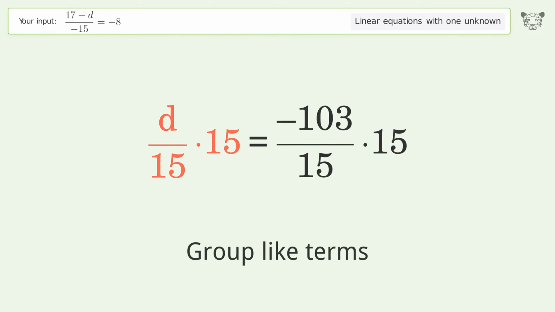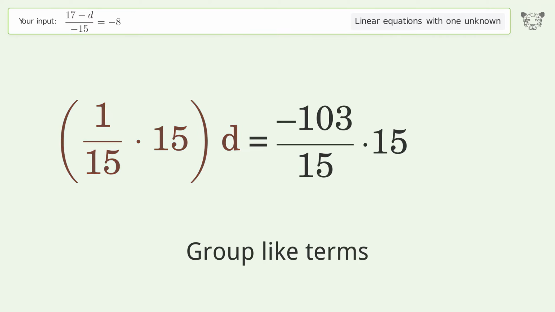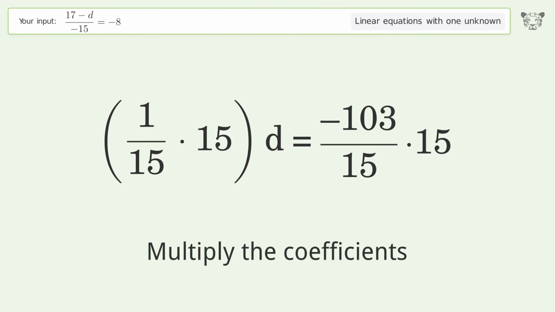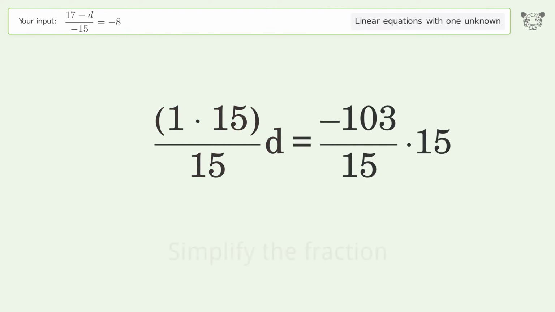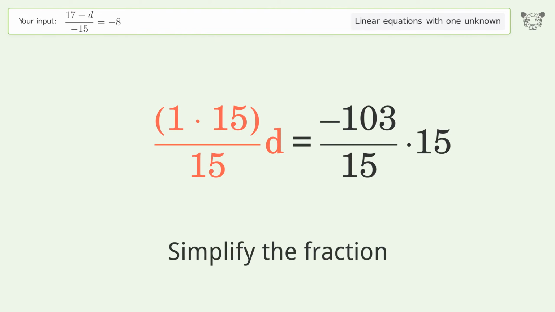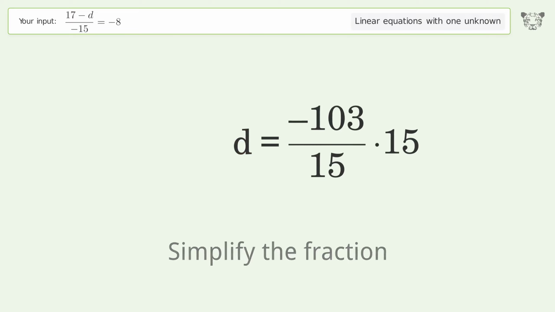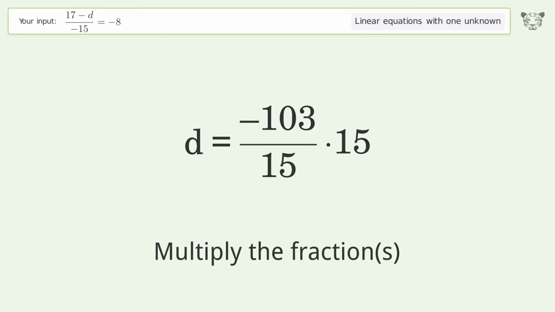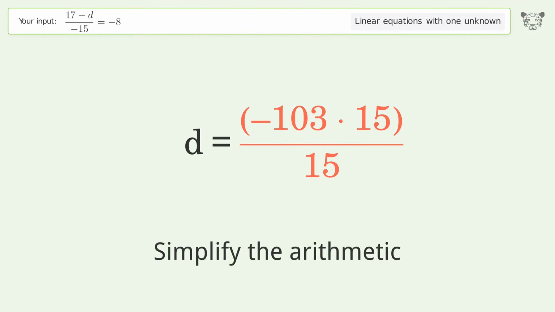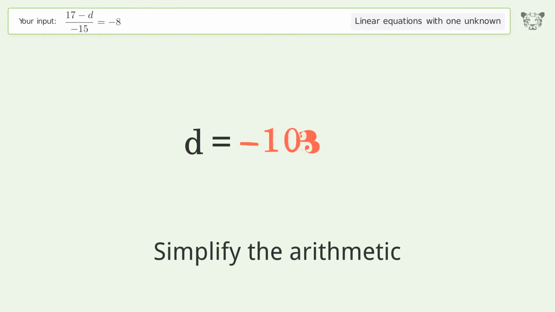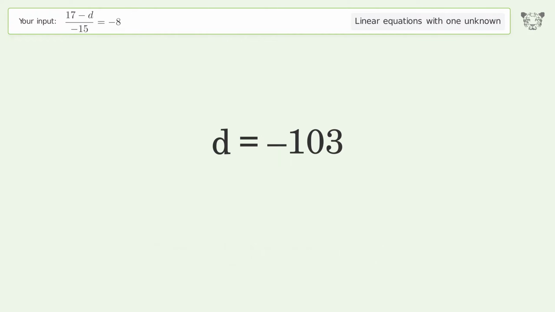Group like terms. Multiply the coefficients. Simplify the fraction. Multiply the fractions. Simplify the arithmetic. And so the final result is d equals -103.